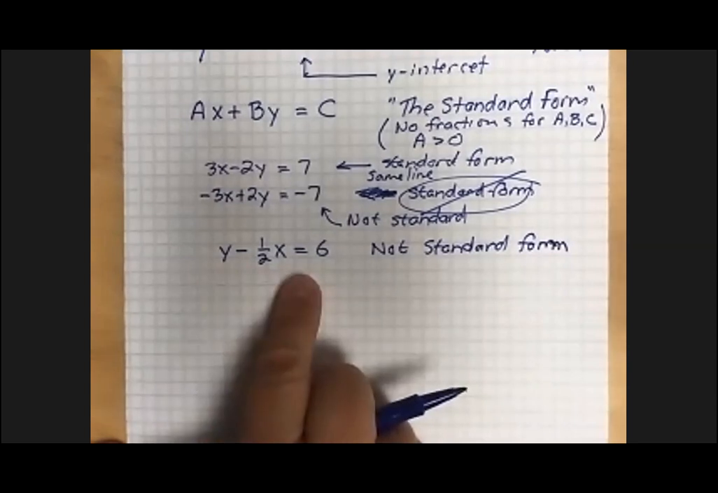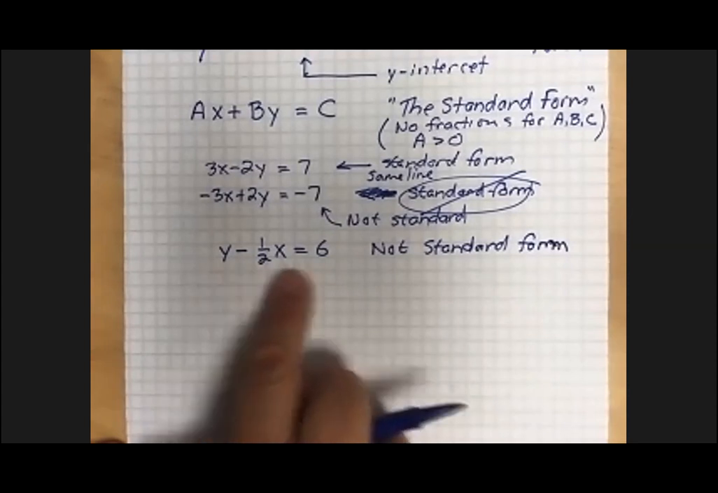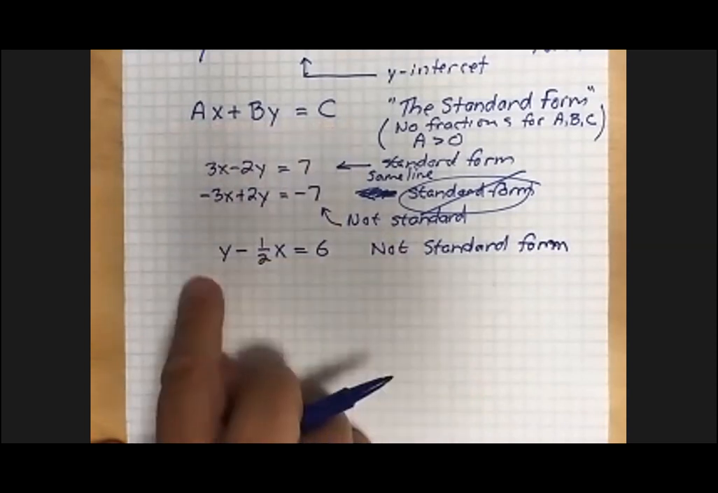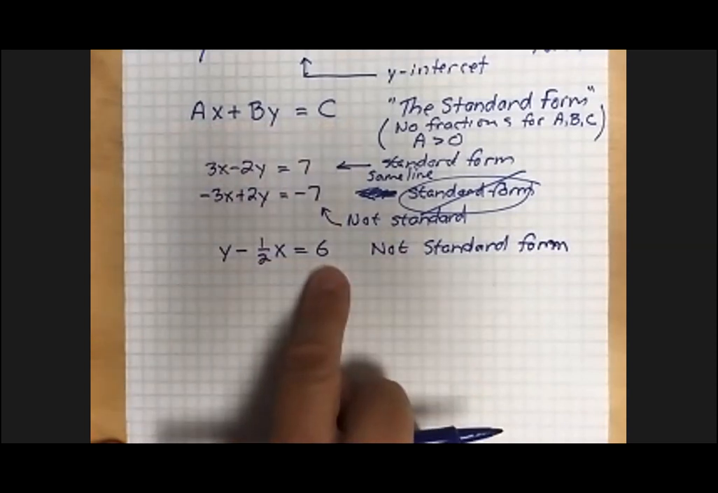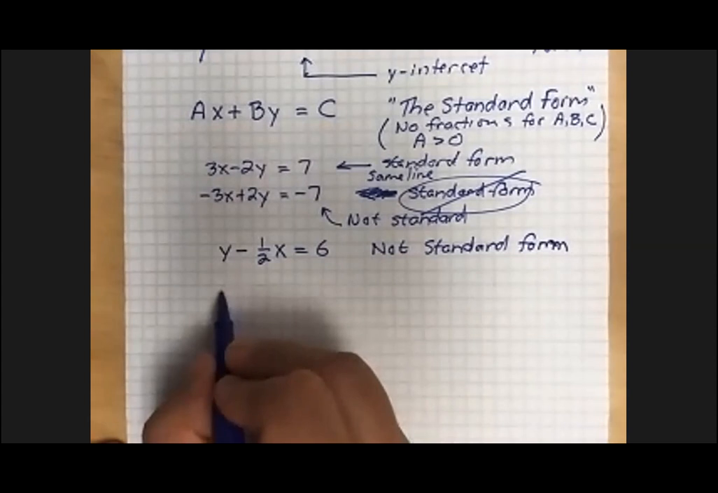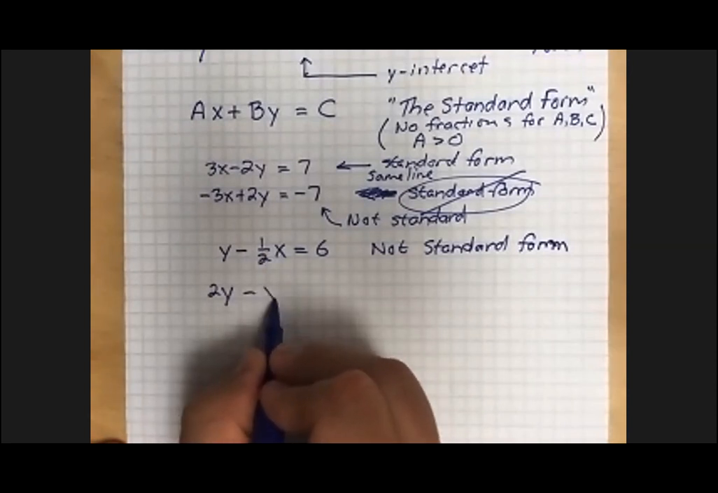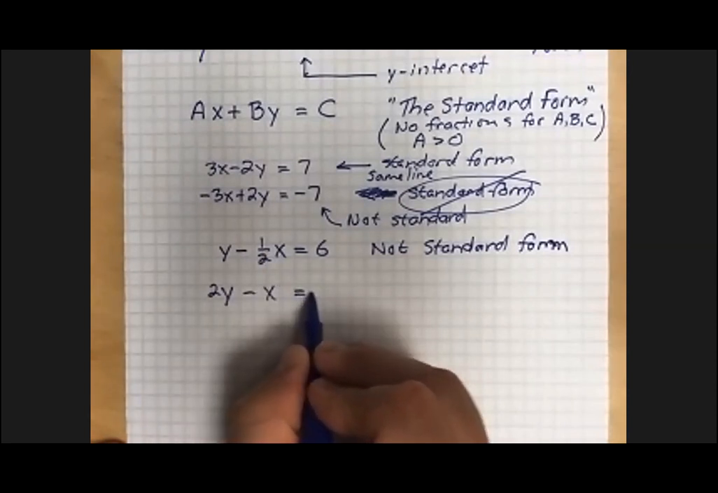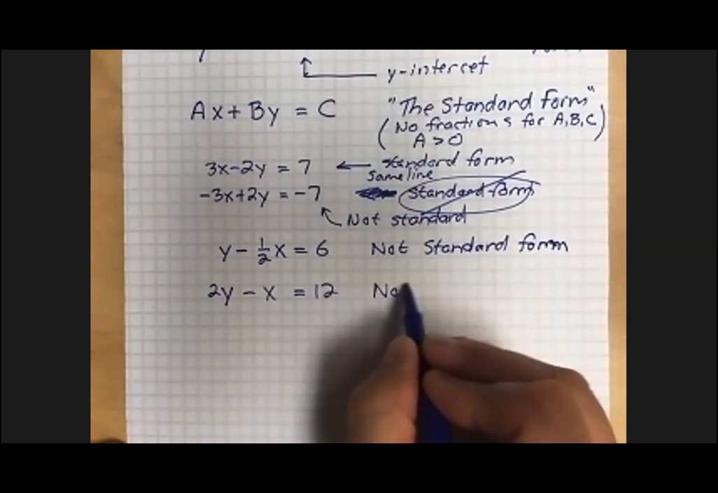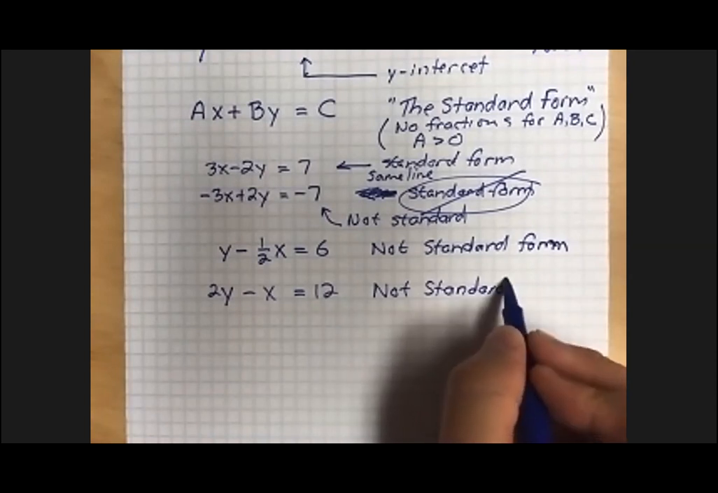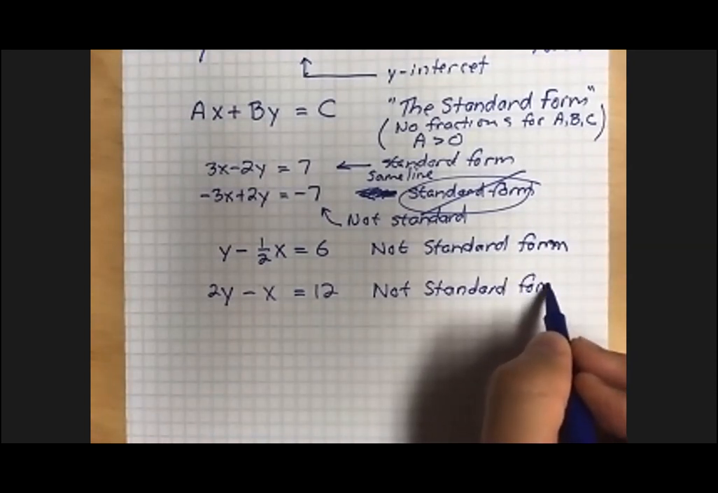It's got 2 strikes against it. Well, it's got 3 strikes against it, actually. Got fractions in here. Standard form does not use fractions. So I could get rid of that by doubling everybody. Okay, let's double everybody. 2 times y is 2y. 2 times minus half x is minus x. And 2 times 6 is 12. This is still not standard form. What's wrong with it now?